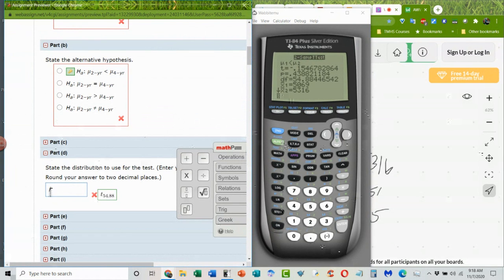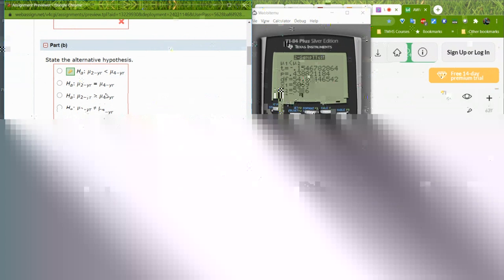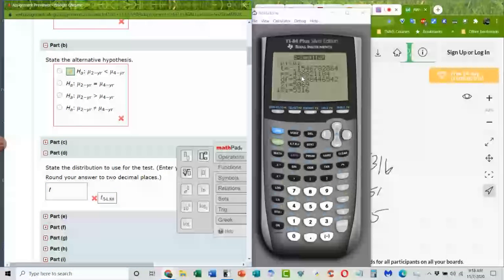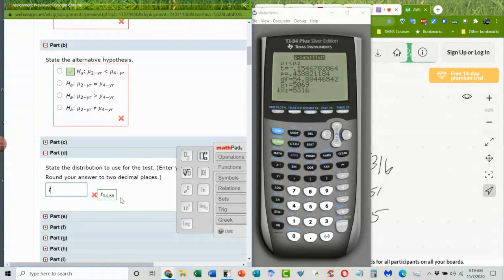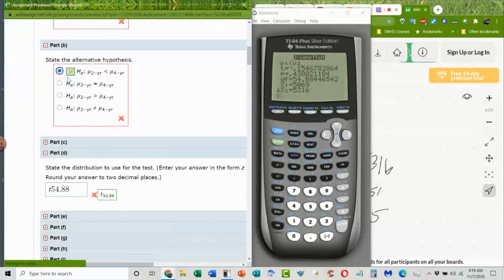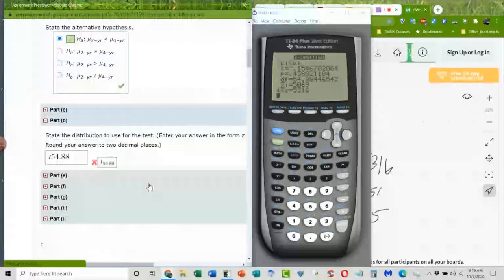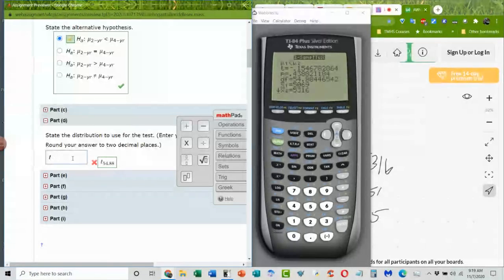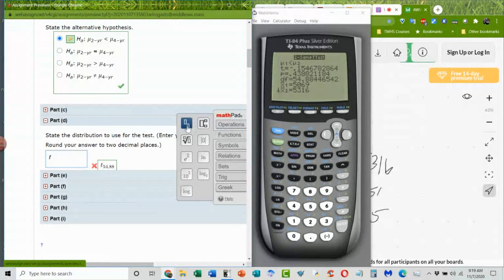T. Remember, the degrees of freedom are in subscript, and then we just type in 2 decimal places, so 54.88. Like I said, if we don't do that, we'll mark it wrong. If you don't use a subscript, it marks it wrong. It's one of those stupid things that computers, they didn't put it into the computers, so it says it's wrong. So if you have to do it on a test, make sure you use the subscript tool.